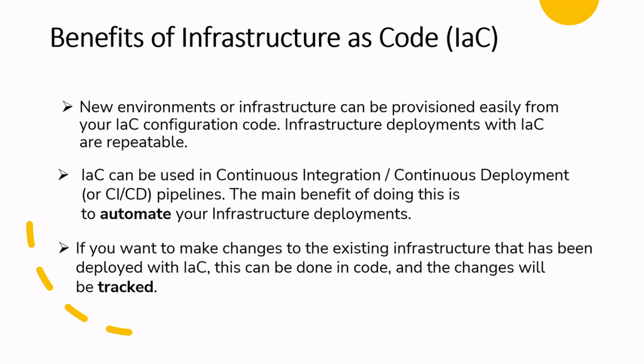So IaC is a key DevOps practice and a component of continuous delivery. With IaC, DevOps teams can work together with a unified set of practices and tools to deliver applications and their supporting infrastructure rapidly and reliably at scale.